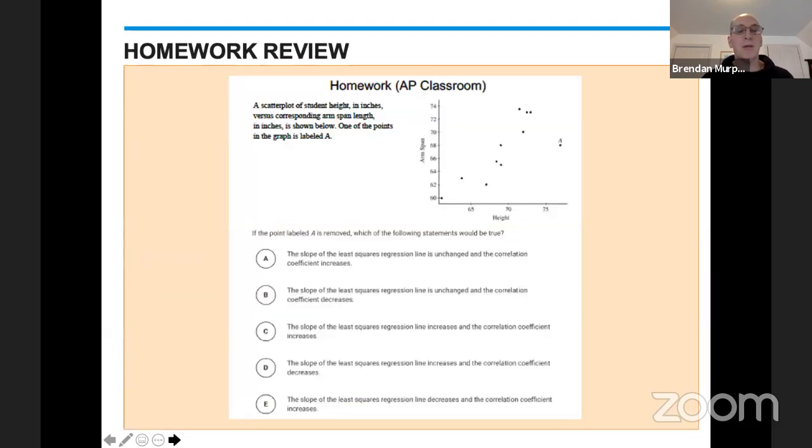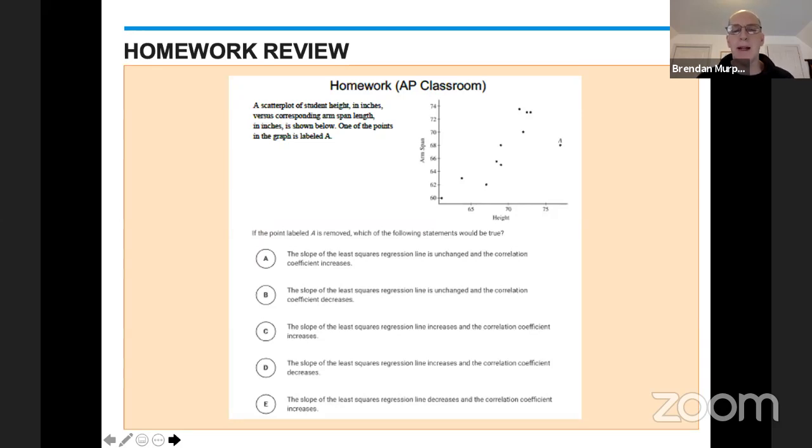Here's the homework from last night. So I don't know if you were watching. If not, no big deal. A scatter plot of student height in inches versus corresponding arm span length in inches is shown below.